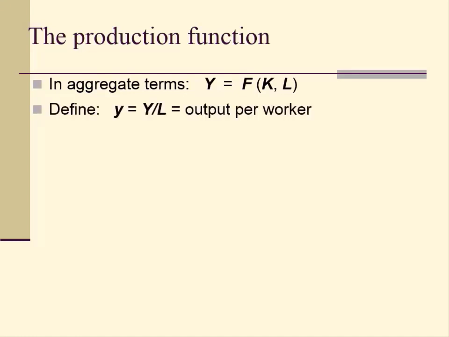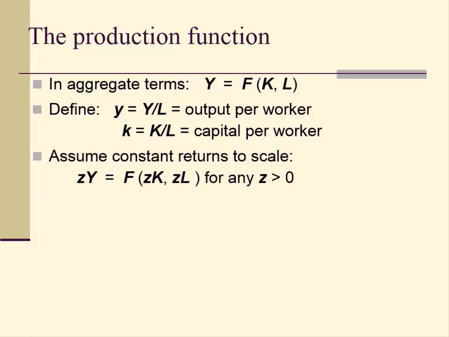So here we define lowercase y as the capital letter Y, which is output, divided by L, labor, worker. So the lowercase y is output per worker, and lowercase k, which is capital per worker, that is capital letter K over capital letter L. And we assume constant returns to scale, like in Chapter 3. So what it means is when you double both inputs, output is doubled, as you learned before. So for any z that's greater than 0, if you multiply both inputs by z, the output also comes out to be z times the initial output.